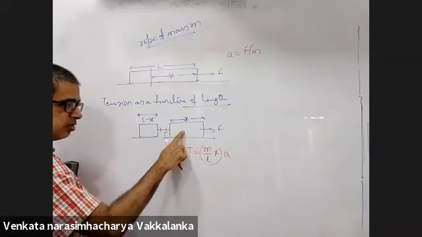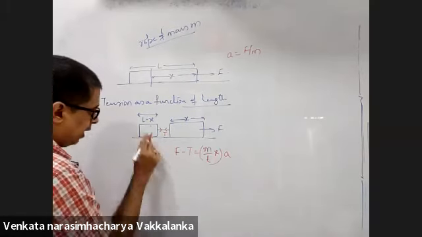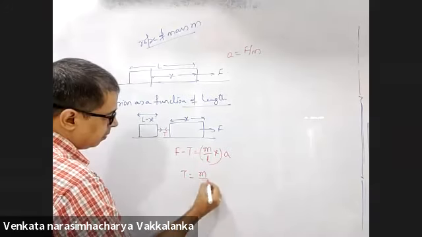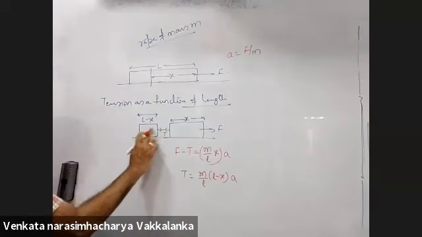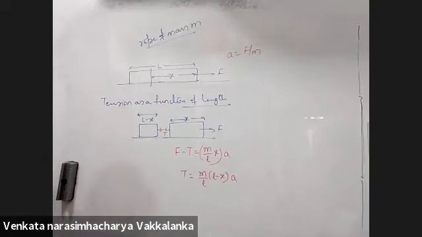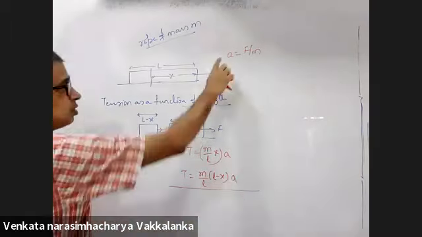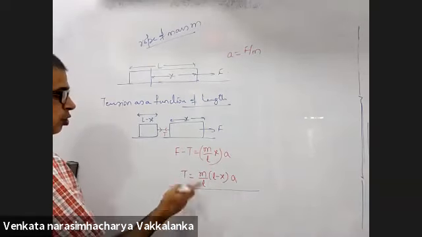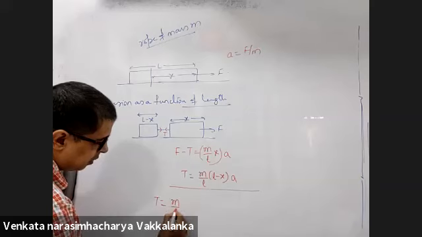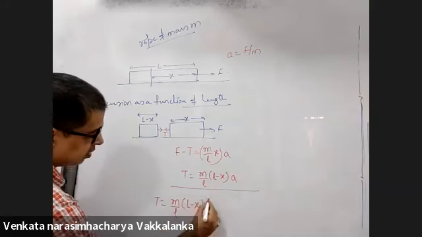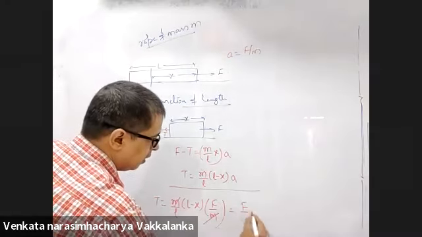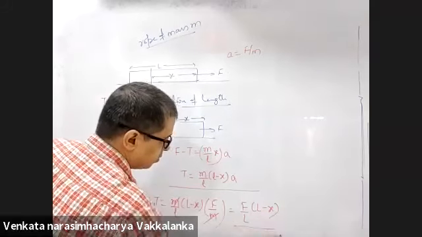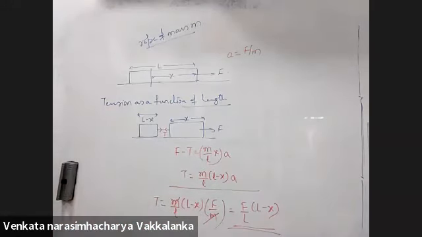F minus T is mass of this into A. And for this, the tension will be mass per unit length into L minus x into A. Once I know the acceleration is F by m, substitute, and you will get the tension here: mass per unit length into L minus x into F by m. M and M will get cancelled. Force per unit length into L minus x will be the tension at this particular point.